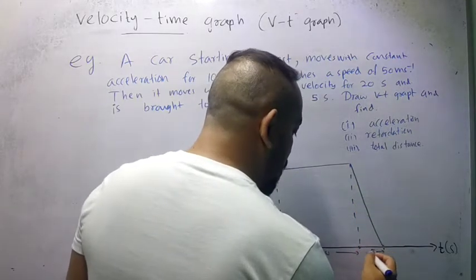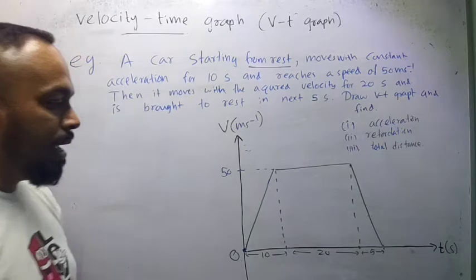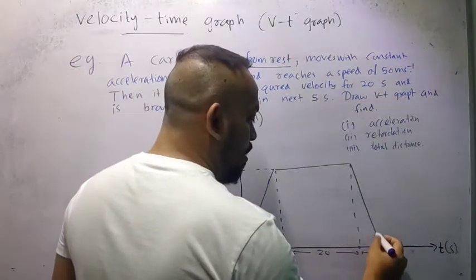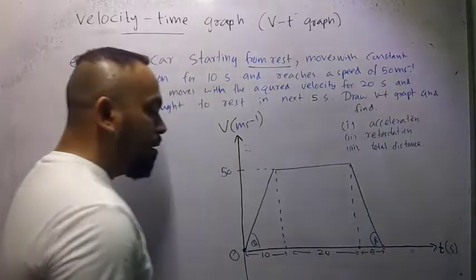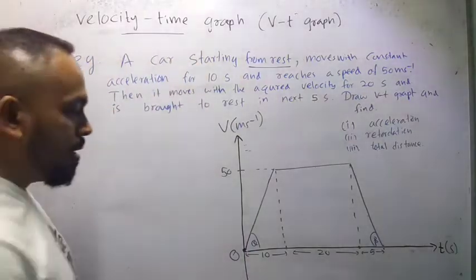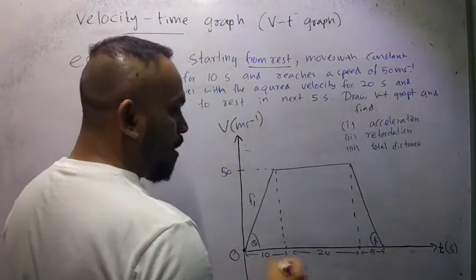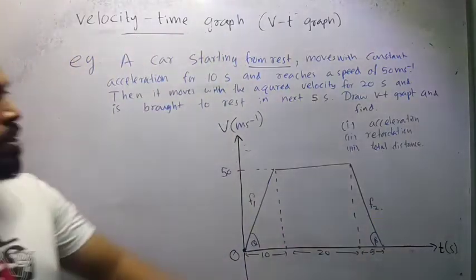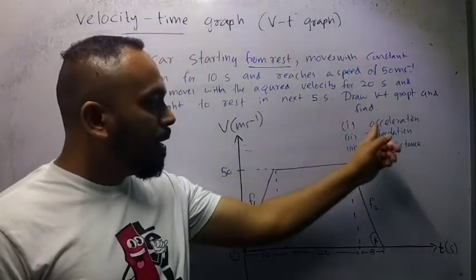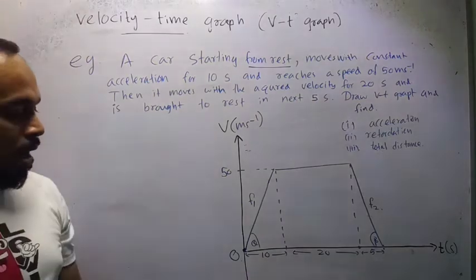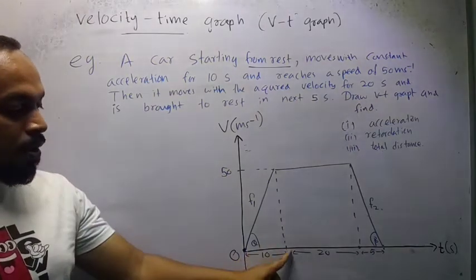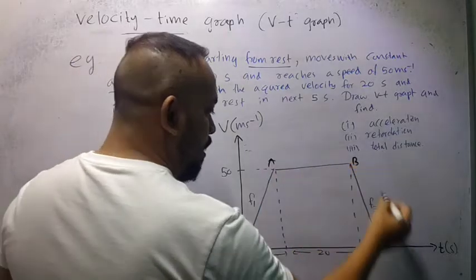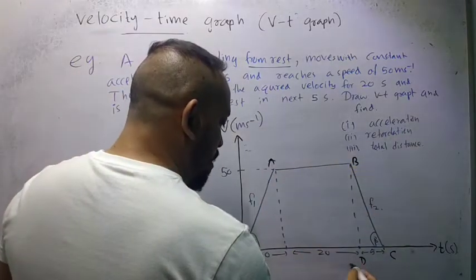5 seconds. Okay. See, these angles are different. Here theta, and here let's take beta. So we don't know the acceleration and deceleration. Let's say this is F1 and let's call this F2. Right. So we have to first draw a VT diagram and find the acceleration. So the car accelerates from here to here. Let's call it A, B, C, D and E.